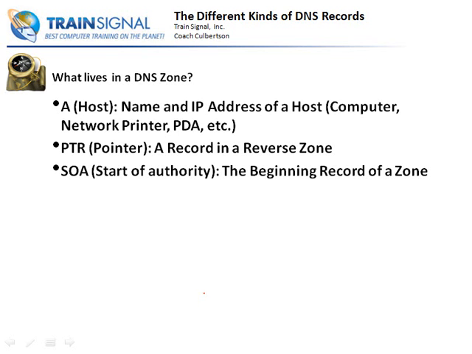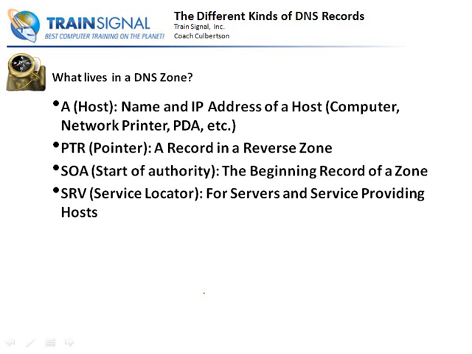The start of authority. This is really the beginning record of a zone. It's a special record. Every zone has one of these. It basically defines a lot of stuff about the zone. And I'll show you what these look like as well. A SRV record. These are for servers and service providing hosts. So servers that provide services like DNS or print services or any of the several other services that we have available to us in Server 2008 are going to have a SRV record. All of our domain controllers, by the way, are going to have SRV records.